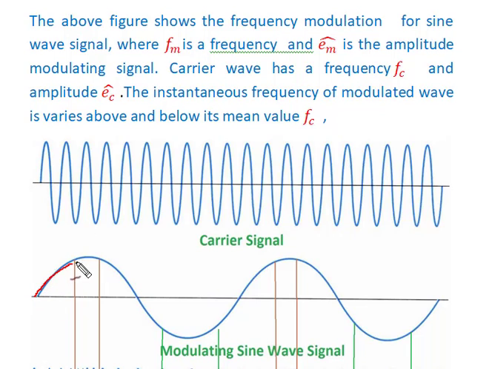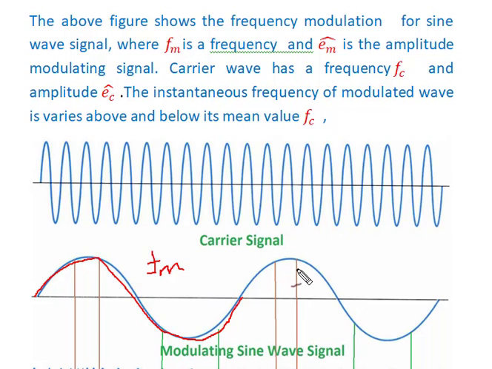This is called a single wave. The number of waves per second is called frequency. It is indicated by Fm. And then Em cap: E is nothing but EMF, and M is the modulating signal. So the EMF, or voltage, of the modulating signal is called Em cap.